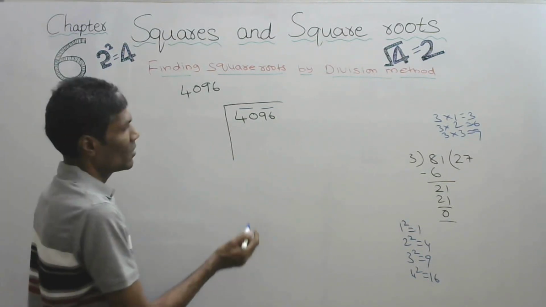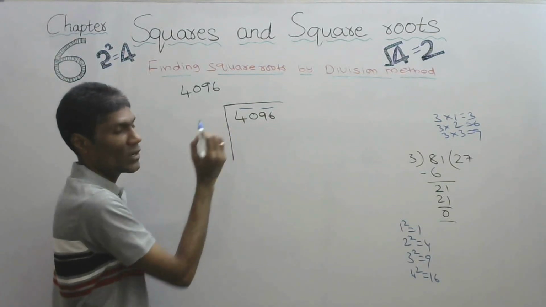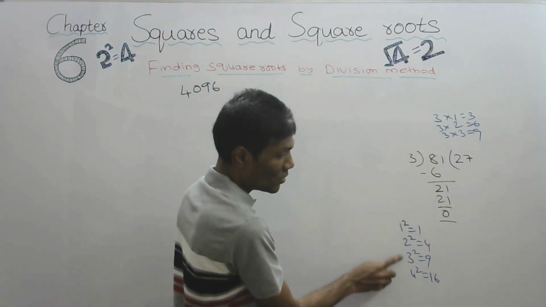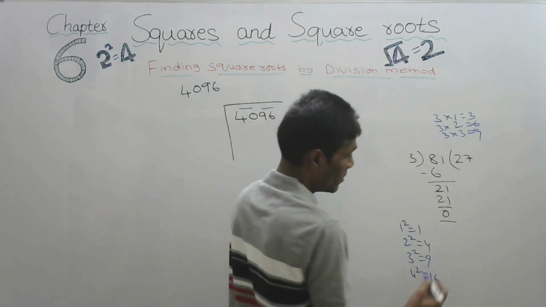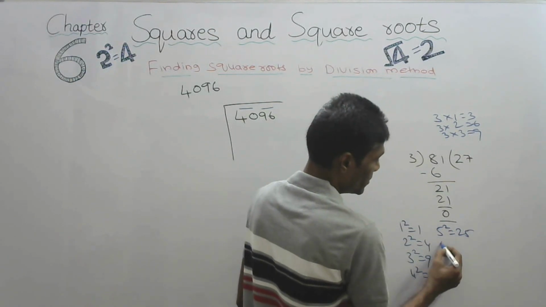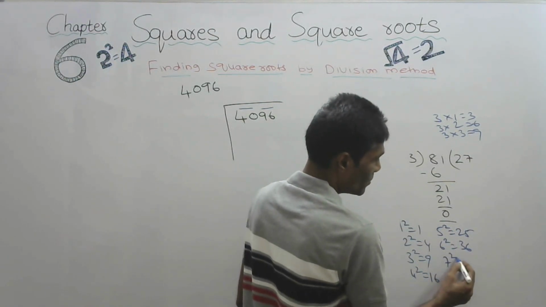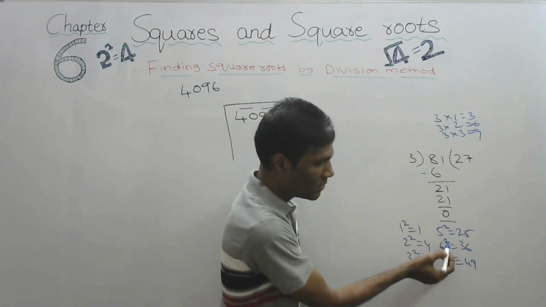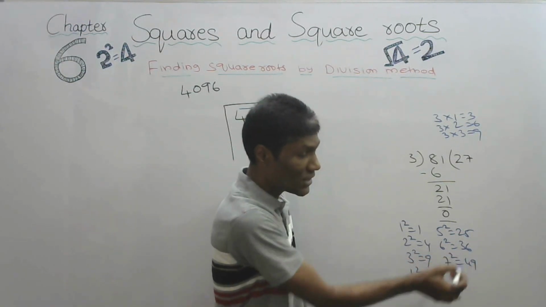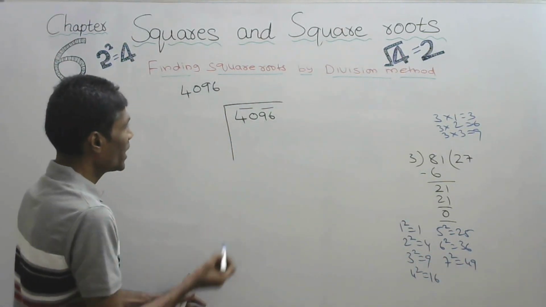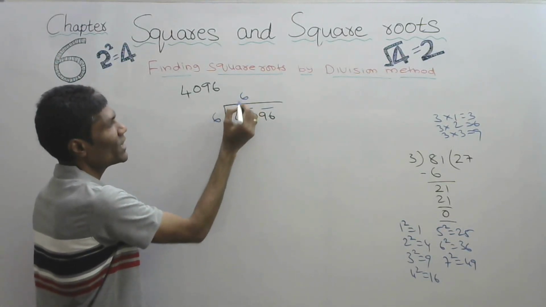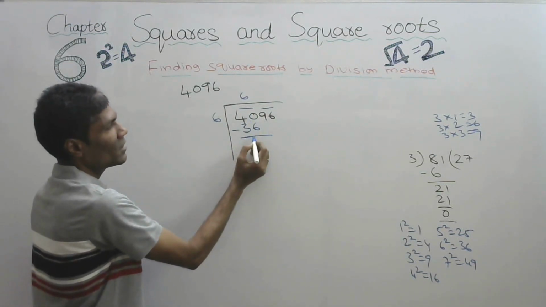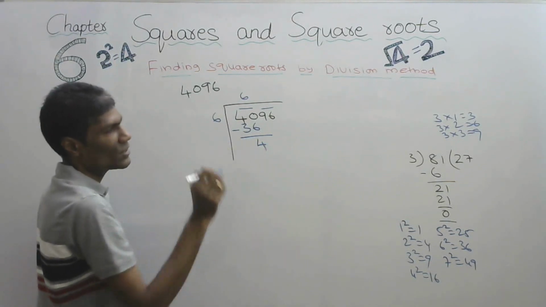Then what is the number we got? 40. What are we supposed to do? Where will 40 come? In squares. 1 square, 2 square, 3 square, 4 square, no? 5 square, 25, 6 square, 36, 7 square, 49. So what do we want? 40. Where will 40 come? In between these two numbers. So we will take 6 square as 36. So it will be 6 into 6, 36, subtraction. 40 minus 36, 4.